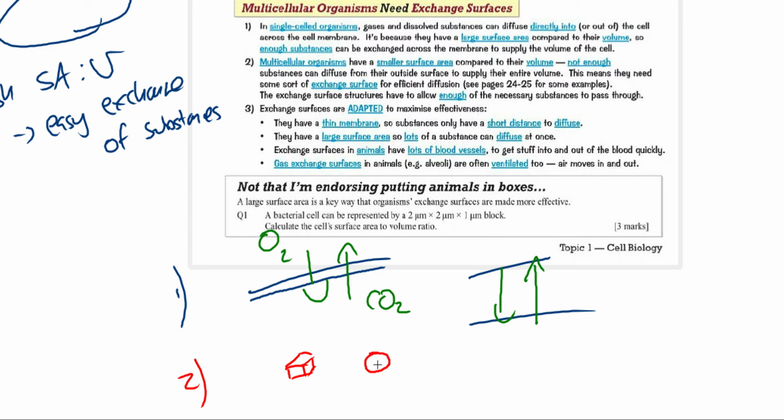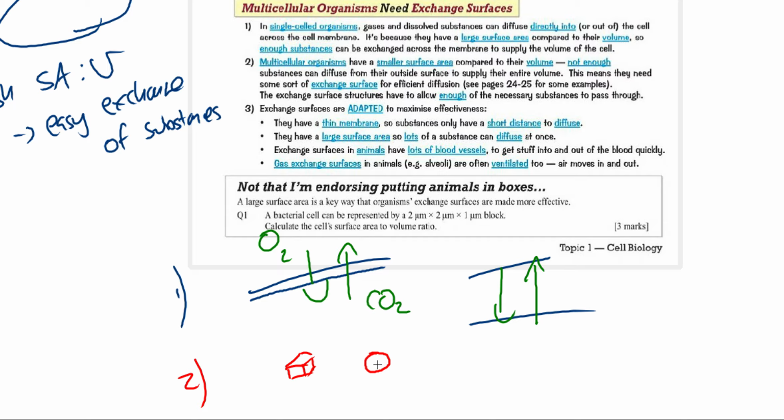Exchange surfaces have lots of blood vessels. This is very important because it allows you, particularly in animals, to get stuff into and out of the blood very quickly. For example, in the lungs the veins and the arteries run very, very close to the alveoli sacs. This allows very quick transfer because the oxygen and the CO2 can transfer quickly, and therefore the body can quickly pump that to other parts of the body.